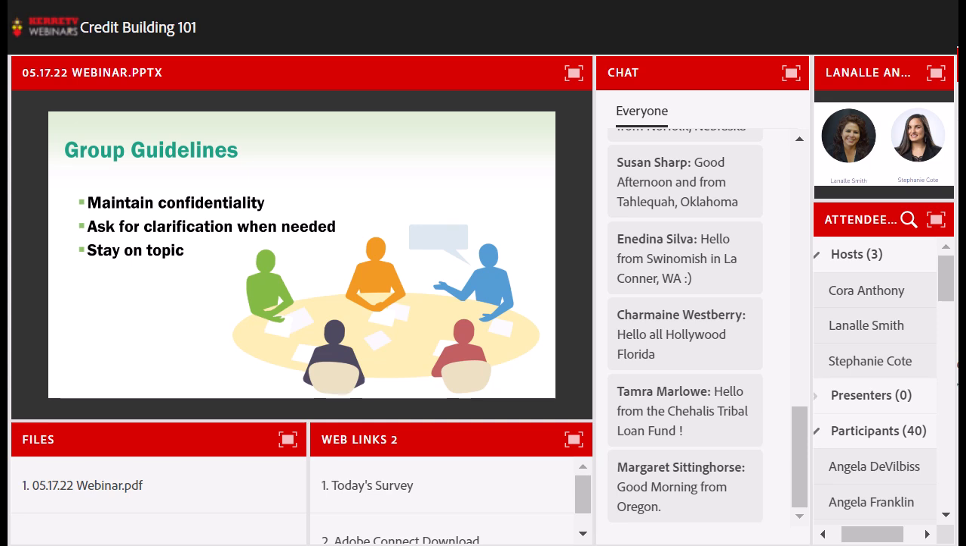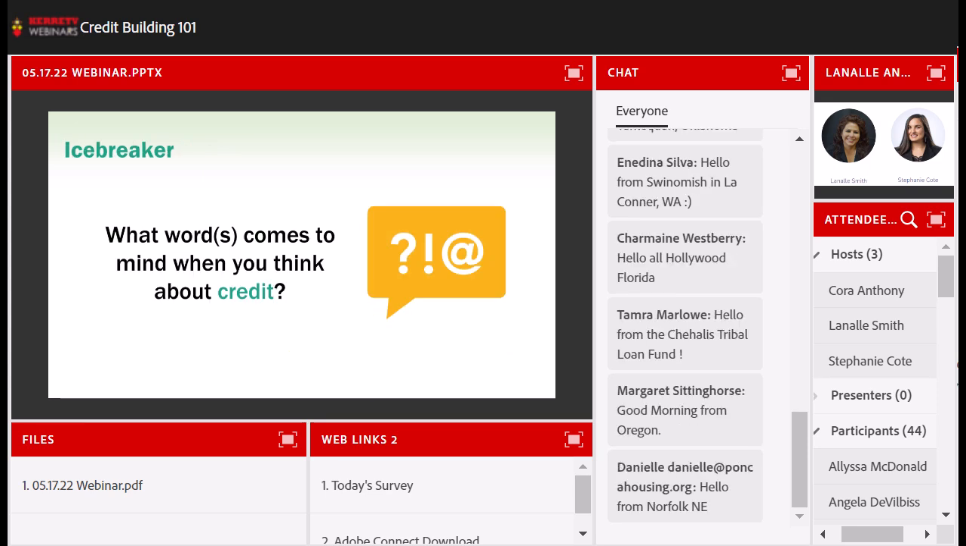As we get started, we just want to have some group guidelines. We're going to be talking a lot about credit and getting some feedback from you. So we want this to be a positive learning experience and to maintain confidentiality, ask for clarification or help when you have a question or do not understand a term that we have mentioned, and stay on topic. We definitely want to have a Q&A session as well.